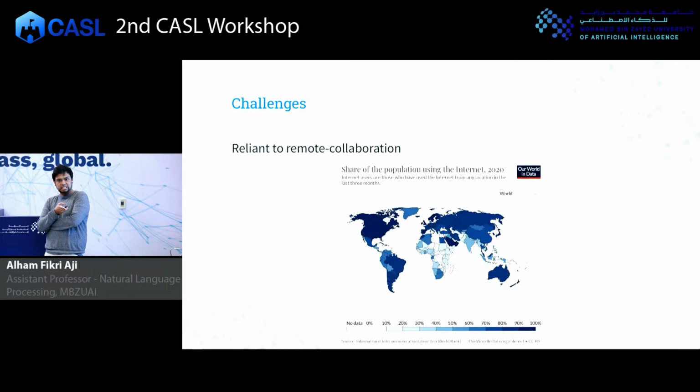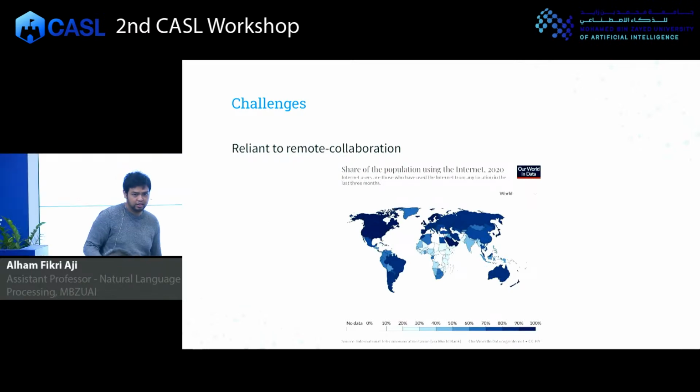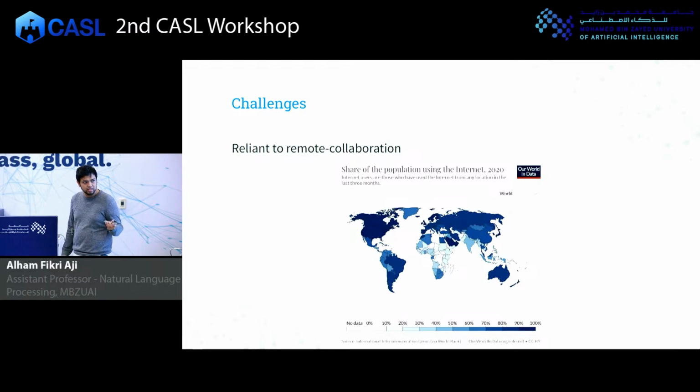Additionally, because the community-based movement is practically online, which is great in the sense that you don't have to meet up with people, it also means that it is going to be tricky for many communities where the internet is not easily accessible. And it sometimes happens that such communities are also the ones that are underrepresented in terms of NLP research, right?